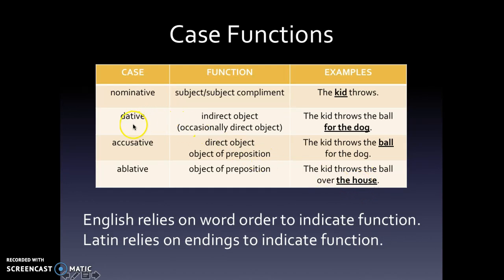All right, let's go back to the dative, our new grammar. The dative is the indirect object most of the time. Every once in a while it can be the direct object, but don't worry about that now. We'll get into that later.